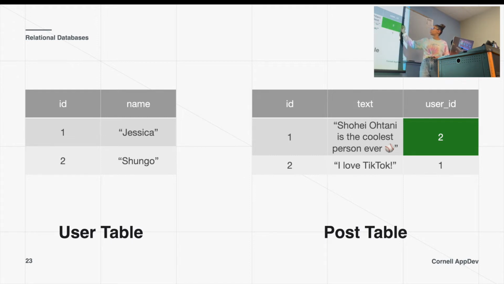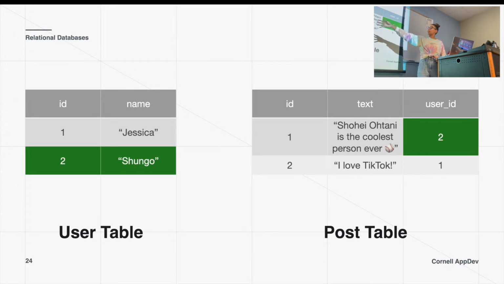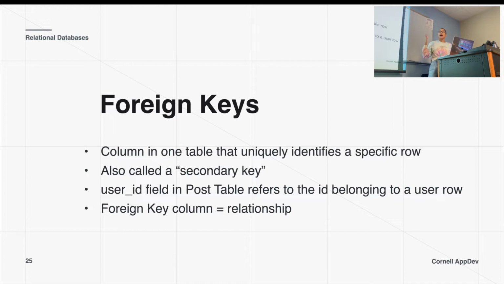So Shingo, the user ID, has the text post, Shohei Ohtani is the coolest person ever. He loves baseball. So then relating that back to our users table, that is the user having the ID of 2. That's Shingo. So that user ID in our example here is called a foreign key. So our foreign key is a column in one table that uniquely identifies a specific row. It's also called a secondary key.